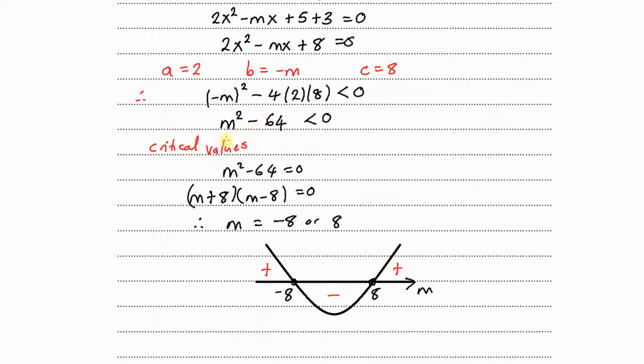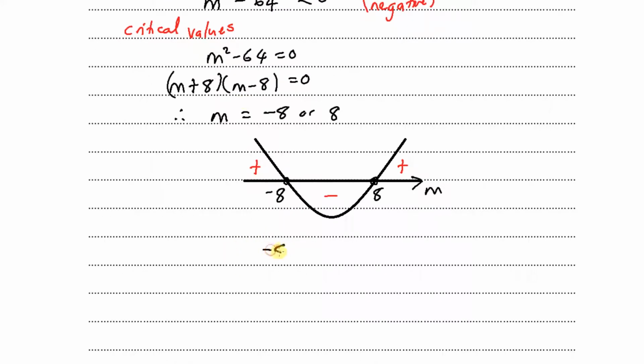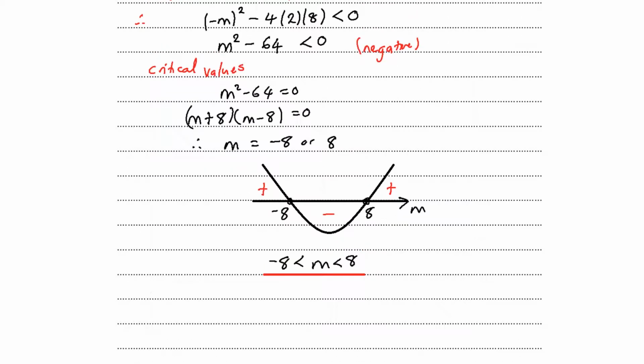But here we're looking for values such that m squared minus 64 is less than 0, which means negative, right? Which therefore means the graph is negative for values of m between minus 8 and 8. That's where it's below the m-axis. So this therefore means that our solution here should come out as minus 8 is less than m is less than 8. So that's the solution, the set of values of m for which the line and the curve do not meet. Let's go to the next question.